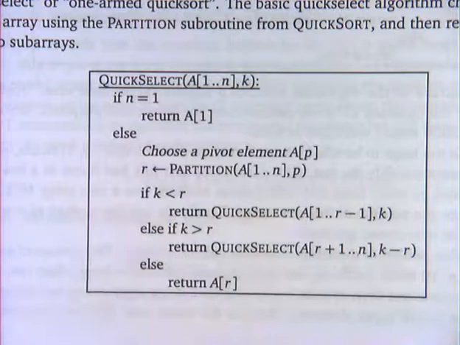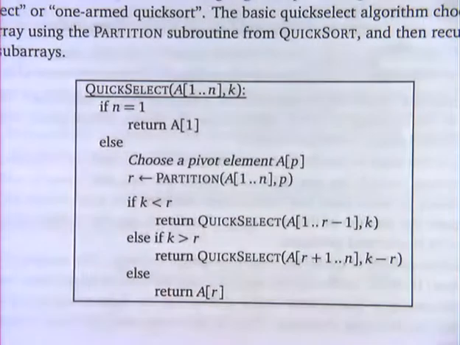The size of the element I'm looking for is bigger than the pivot. This is k is greater than R. In which case I'm going to recurse on the right, but when I recurse I'm going to say, you know what, I already know that this is bigger than R things, so my target rank isn't going to be k. It's going to be k minus those R things that I'm ignoring.